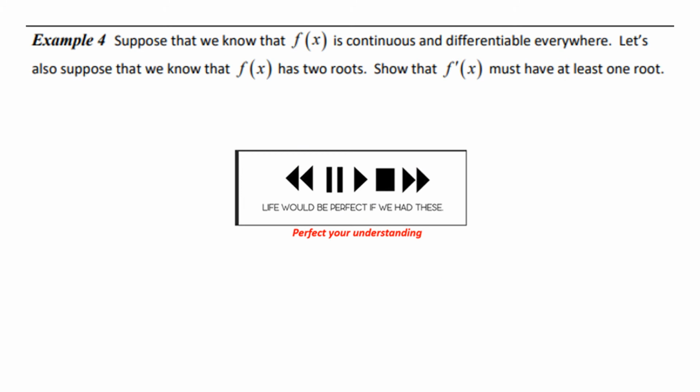Here's another example. Suppose we know that f of x is continuous and differentiable everywhere. Let's also suppose that we know that f of x has two roots. Show that f prime of x must also have at least one root. You know what to do. Let's see how you did.